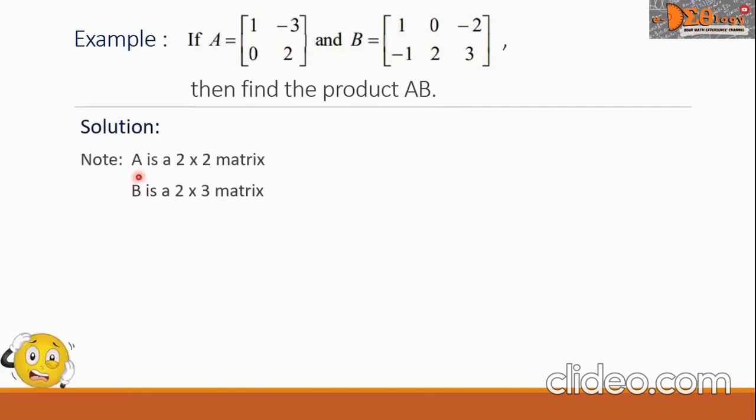First, let us note that matrix A is a 2 by 2 matrix and matrix B is a 2 by 3 matrix. We can see that the column of A is equal to the row of B. Therefore, AB is defined. Then later, AB is a 2 by 3 matrix. The 2 here is the number of rows that comes from the row of A, and the 3 here is the number of columns that comes from the number of columns of matrix B.